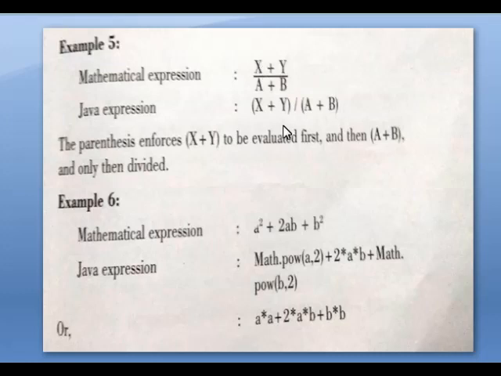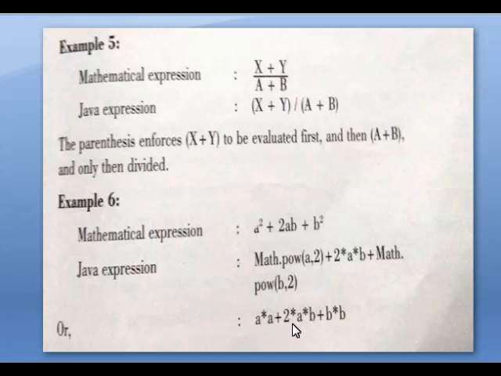The next one is the mathematical expression a square plus 2ab plus b square. It is a power, so you have to write Math.pow of base a and the power 2. First one is the base and the next one is the power, plus 2 into a into b, plus Math.pow of b comma 2. b is the base and 2 is the power. Otherwise, since it is a small power, you are able to write like this also: a * a + 2 * a * b + b * b.